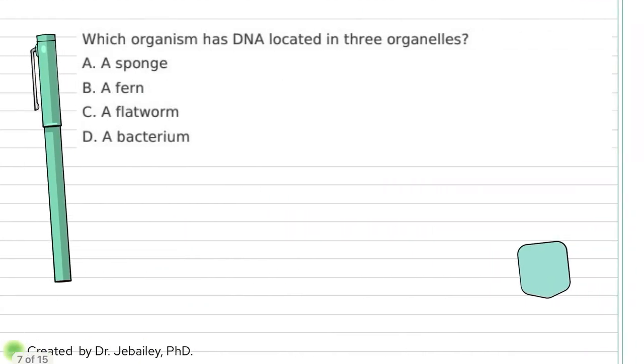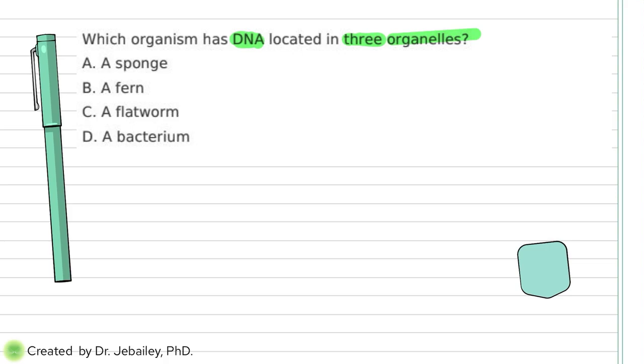Now, let's go to the next question. Which organism has the DNA located in 3 organelles? So we're talking about DNA. We're talking about this DNA here, and it has to be located in 3 organelles.